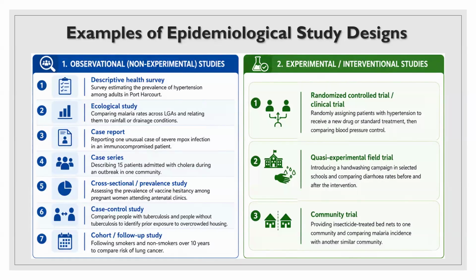So you may be reporting one unusual case of severe mpox infection in an immunocompromised patient. So case report, you report one case only and you publish it. And in that case, you're reporting something unique. There's something unique about that case. That's why you want to publish it for others to read.